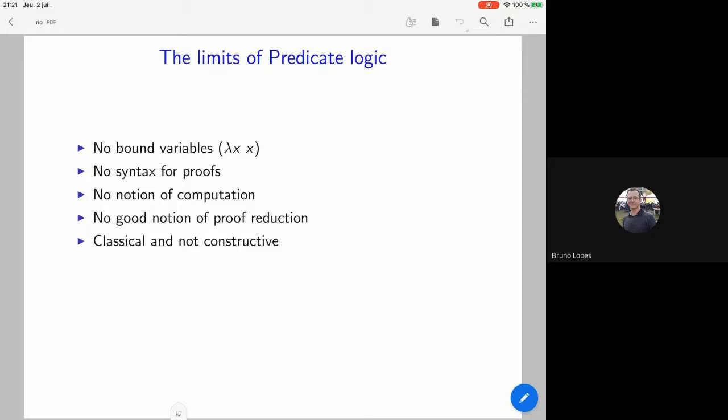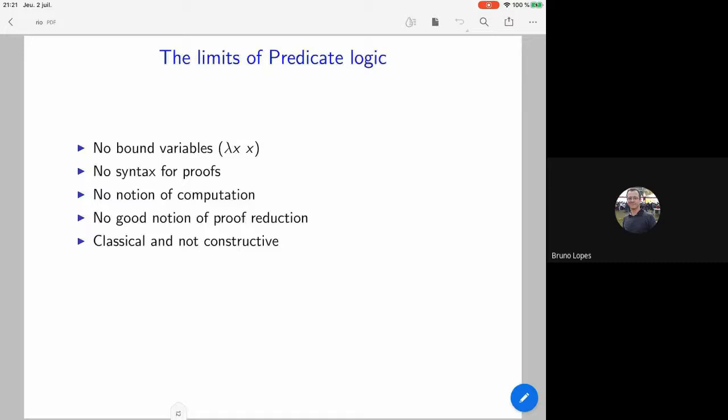So of course you can design a variant of predicate logic, which is constructive predicate logic, but then it's a different system, and you don't have the choice to do a classical proof or a constructive proof. It's decided by the framework itself.